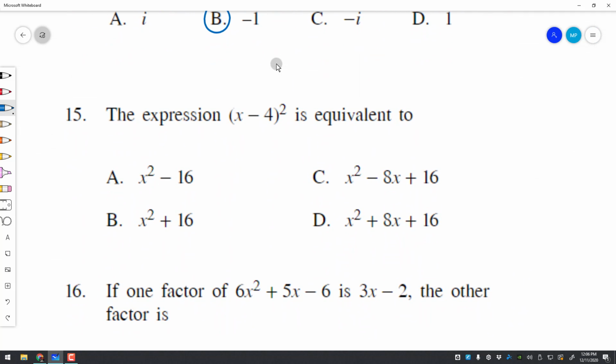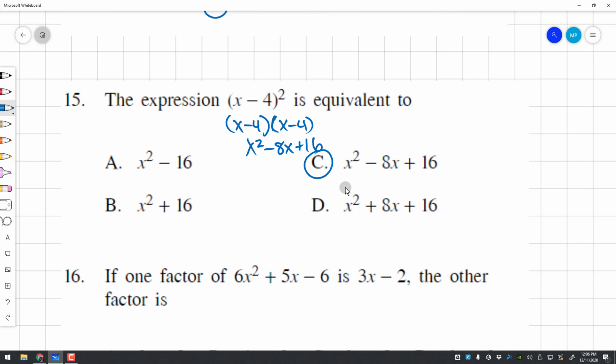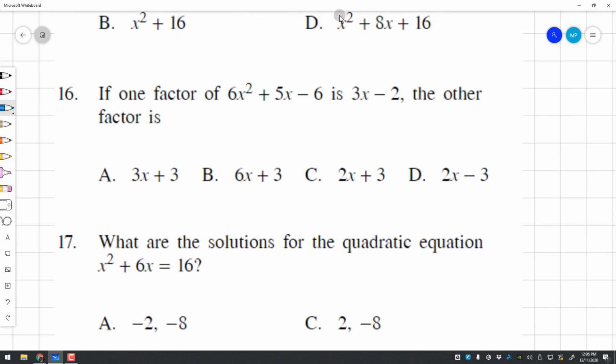15. This expression, hopefully you remember, x minus 4 times x minus 4 is just times itself twice, and this is just foiling out. If you go ahead and multiply that out and combine like terms, you should get x squared minus 8x plus 16. The fast way to do these, of course, is kind of the opposite of factoring. These two multiply to the last term, and they add up to the middle term. So there's your quick way if you're trying to figure out how to come up with those answers a little faster. But C is the correct expression.